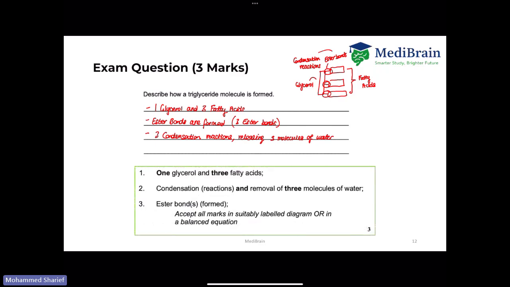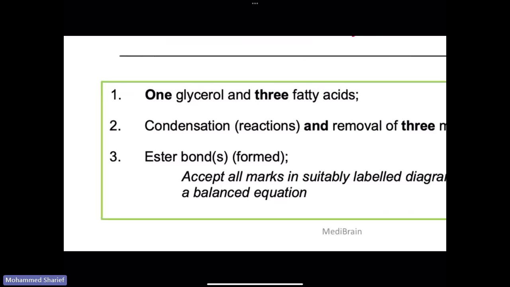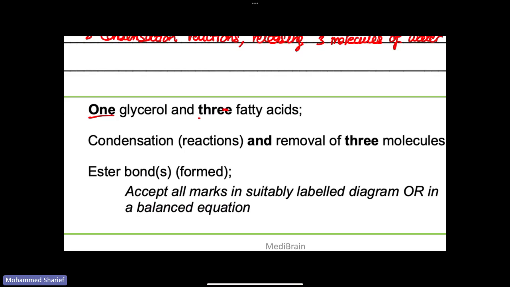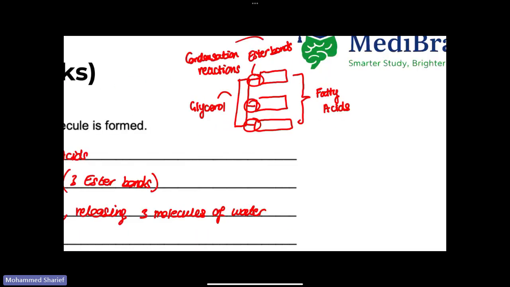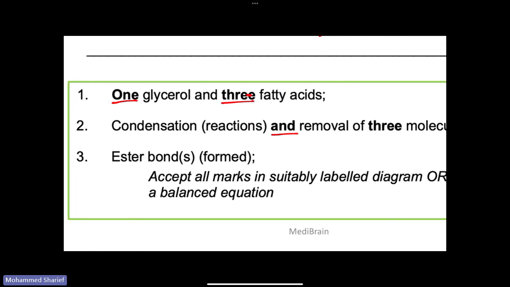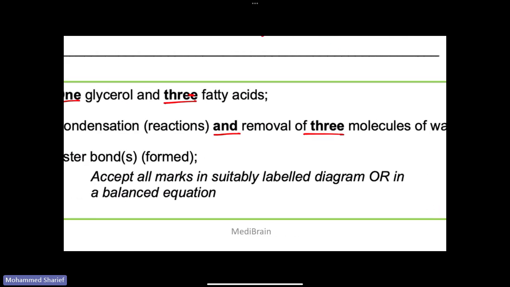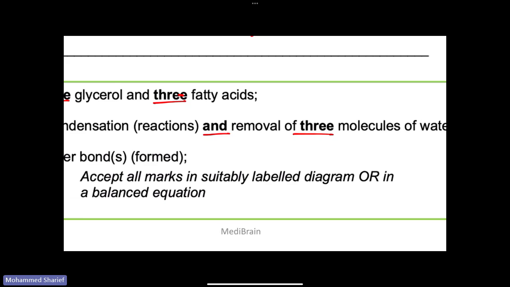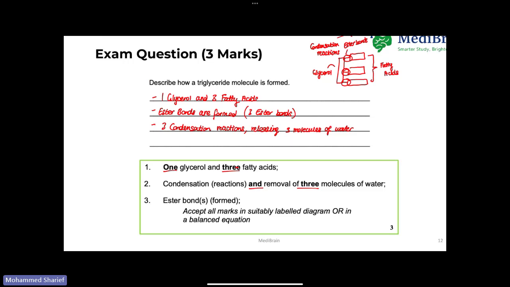Looking at the mark scheme, as you can see over here, you've got bold: one glycerol, three fatty acids. You need the one and the three, condensation reaction, and the removal of three molecules of water. Whenever you talk about condensation reactions, state the number of molecules of water that are being removed. Always be safe, you don't want to risk anything. And ester bonds formed. I know we said three ester bonds formed, that was playing it safe, just in case. The marking wasn't that strict with the last point, but it was strict with the first two points.